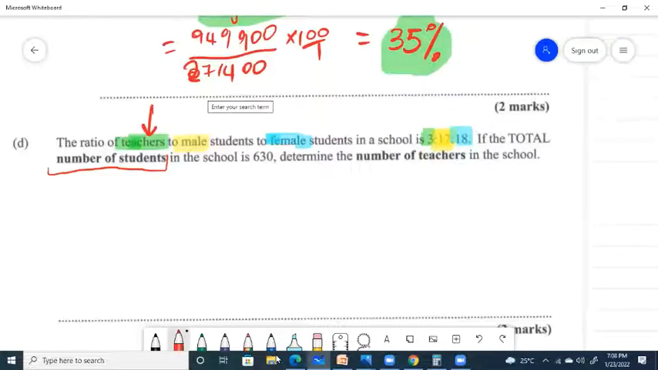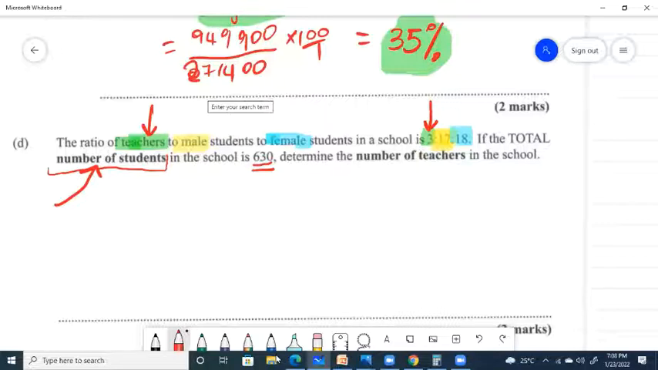So if teachers are not students, this is not in our working right now because they're talking about the number of students. So you're gonna have to pick out what is the number of students. All right, what we're dealing with is 630. Determine the number of teachers.